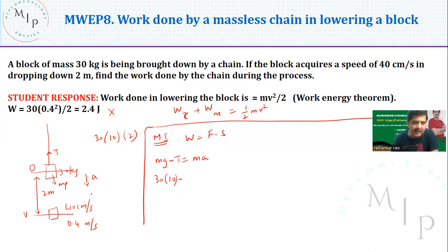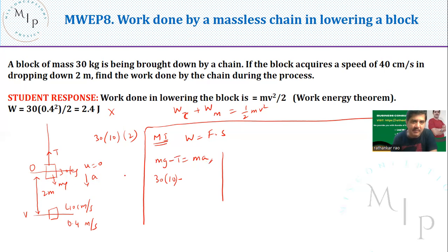Block acquires a speed of 40 centimeters per second. Okay, so this velocity is known, which means this velocity is u equal to 0 here. This velocity v is known. It's a constant acceleration because of gravity, right? So therefore, I can determine this value of a. Before we start this equation, I should get the value of a here. Let us get the value of a.